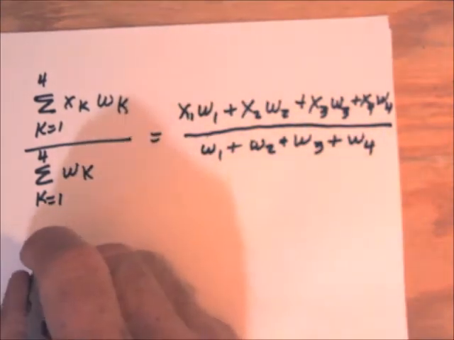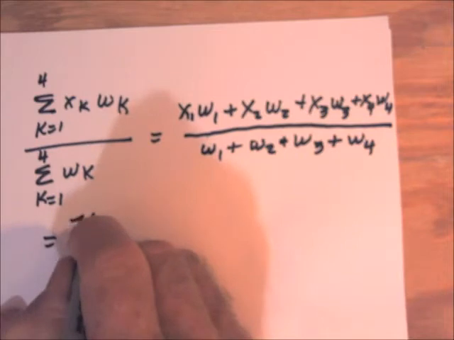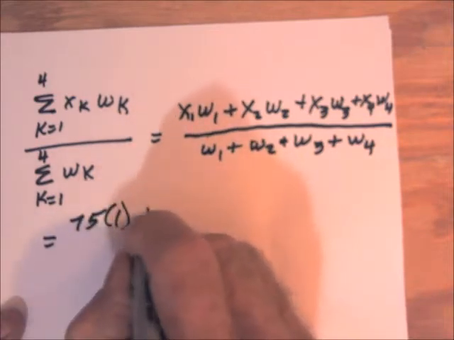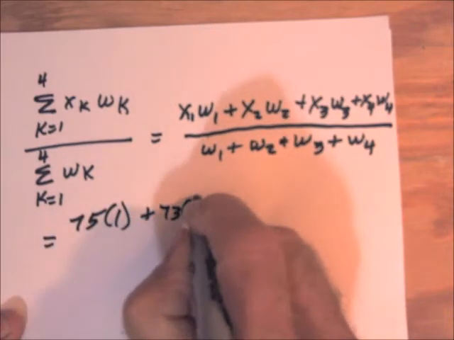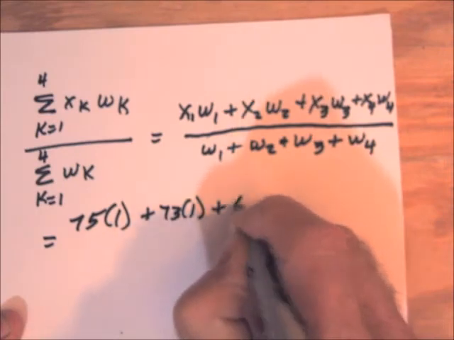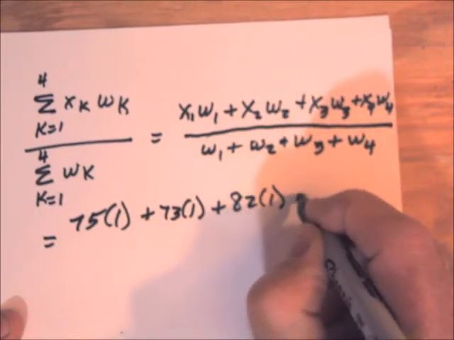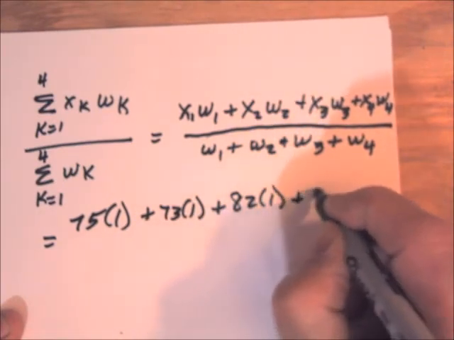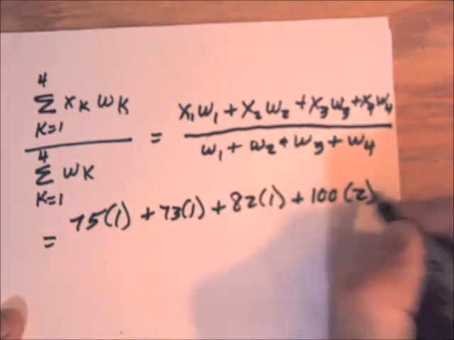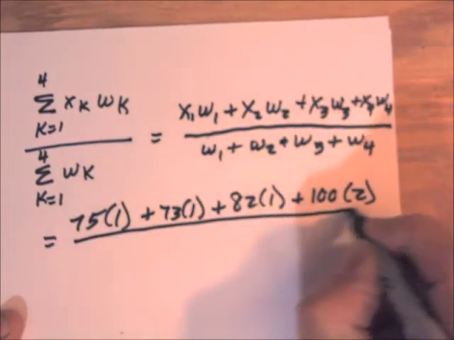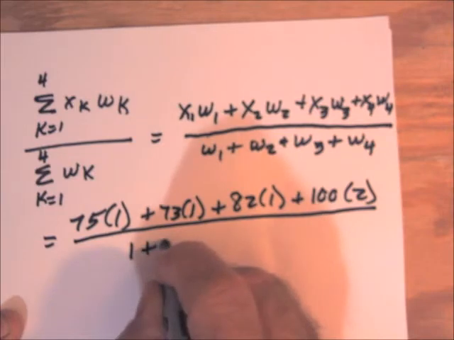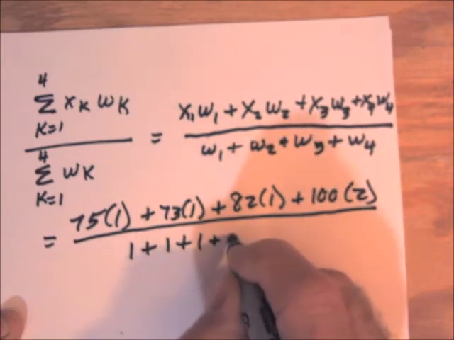Okay, so the first exam is 75, it's weighted 1. Second exam 73, weighted 1. Third exam 82, weighted 1. Fourth exam 100, weighted double. Okay, and the weights 1 plus 1 plus 1 plus 2.